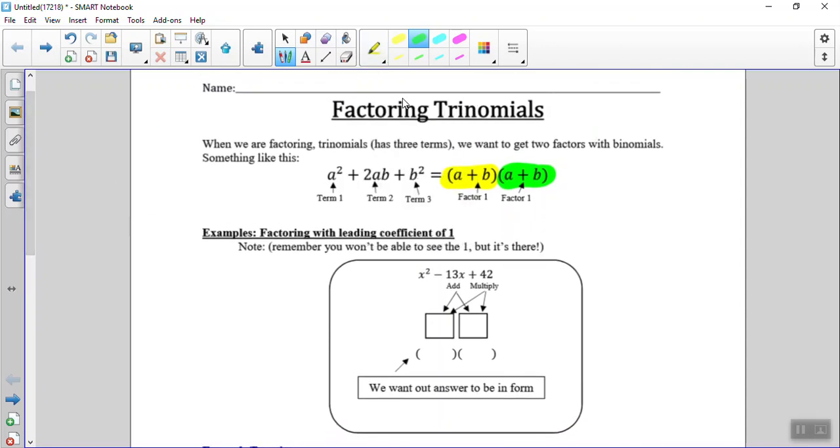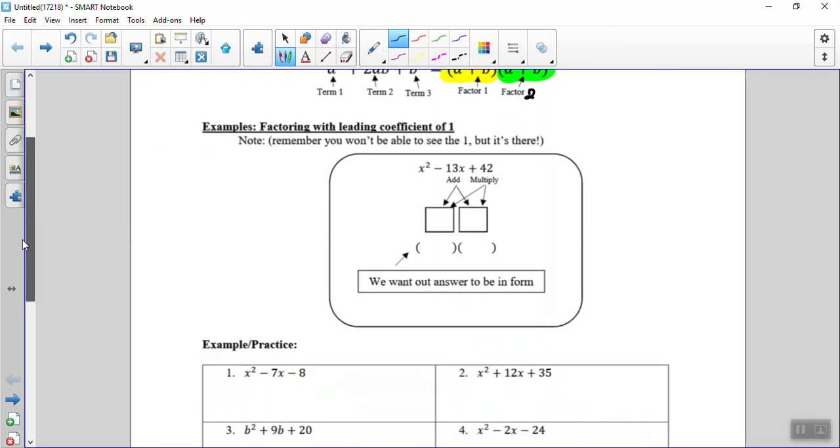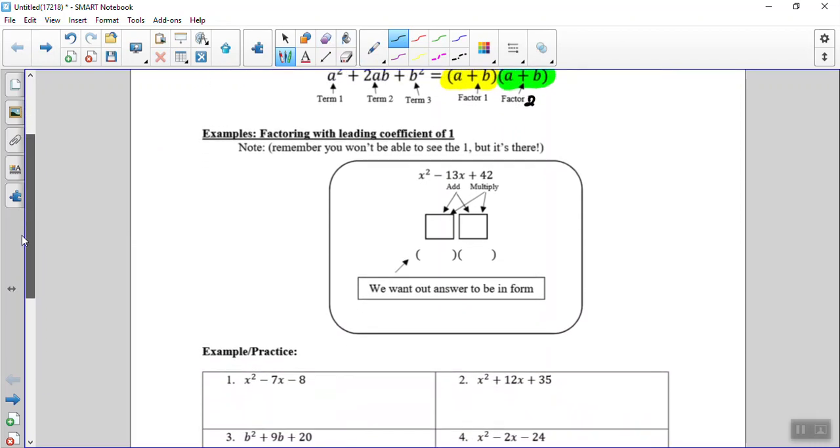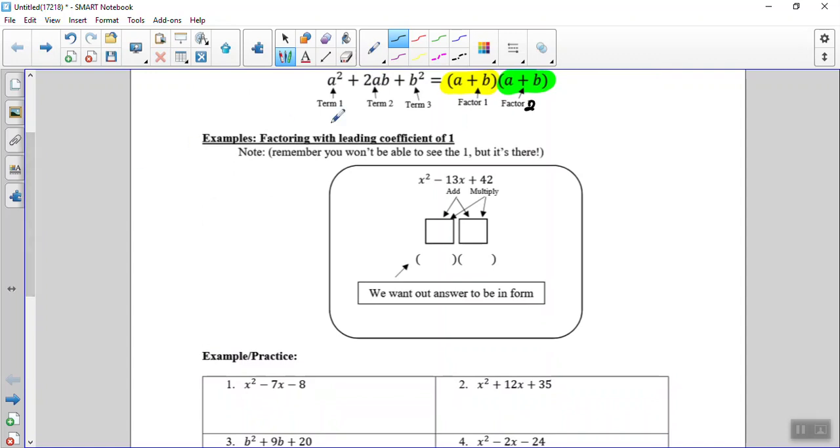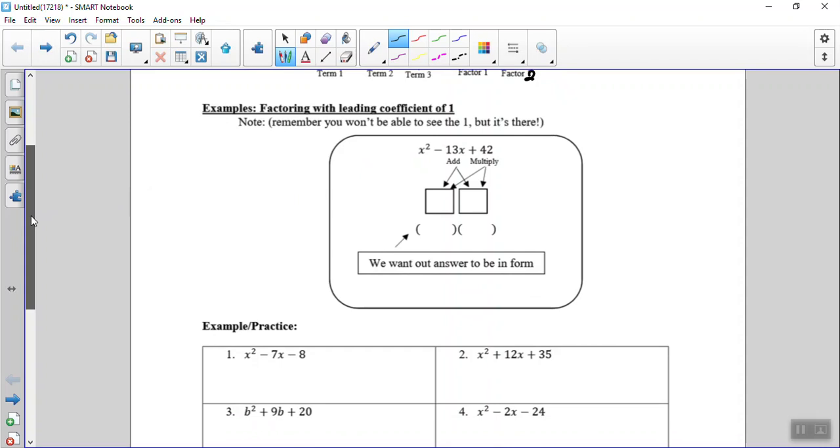Factor 1, and this should actually say factor 2. That's the second factor. Alright, so there's two types of trinomials that we're going to try to factor. One, factoring with the leading coefficient of 1. So the trinomial looks something like this, and then the number in front of your squared term will be 1. But you know that we don't write it. So if you don't see a number in the front, that means that it has a 1 in the front, and this is how we factor it.